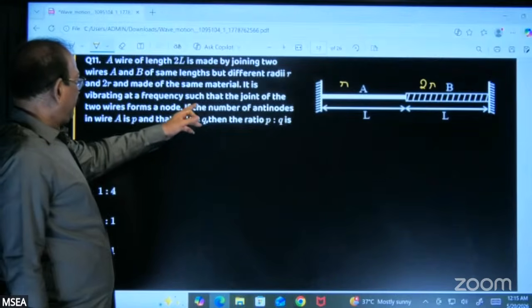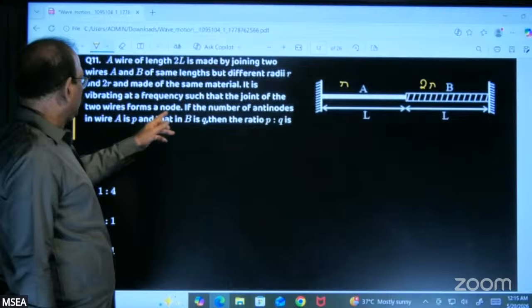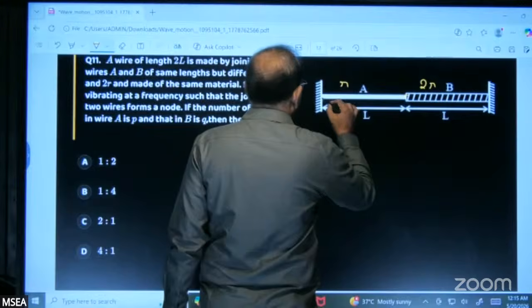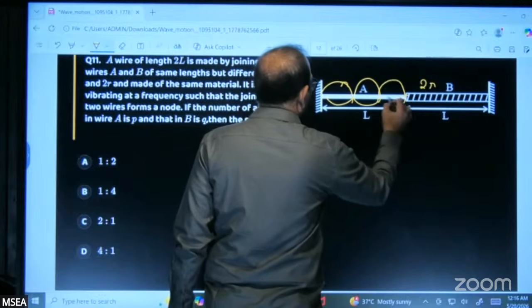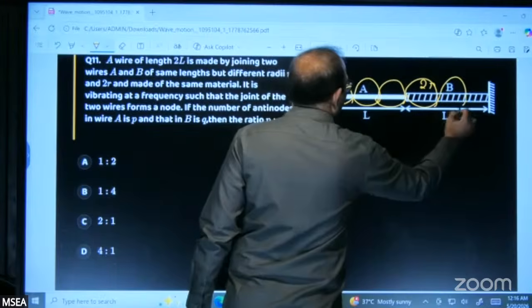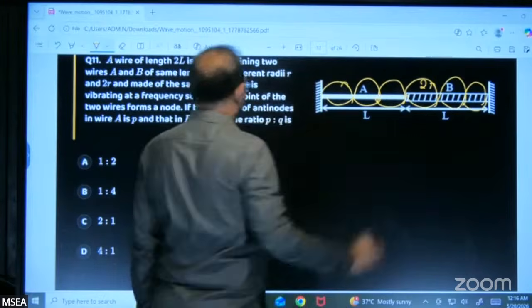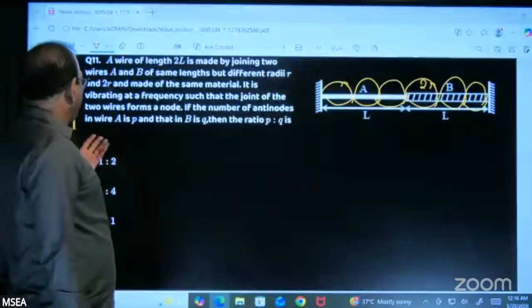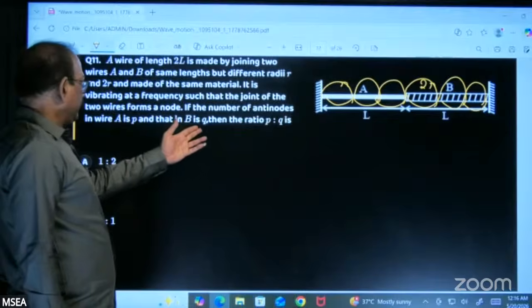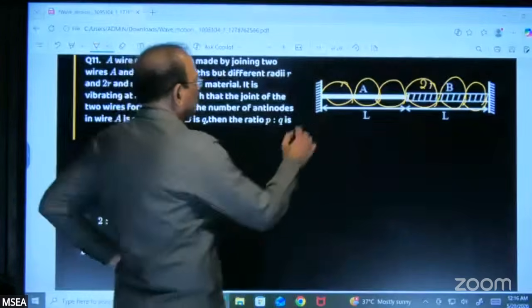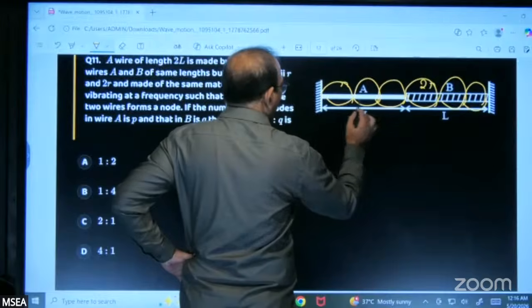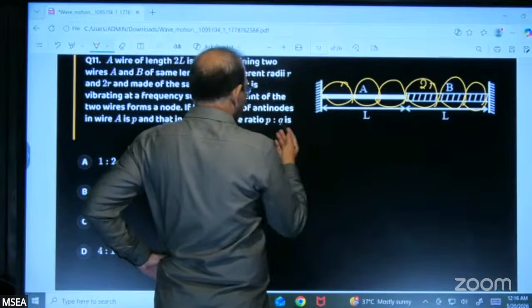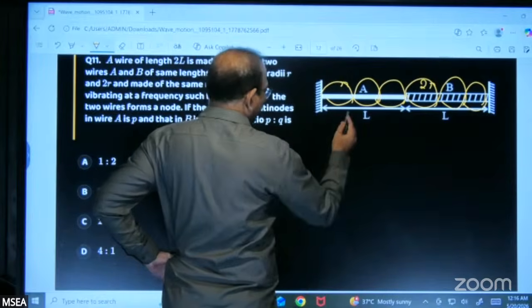It is vibrating at a frequency such that the joint of the two wires is a node. Here node is there, here node is there. Maybe here some loops form like this. Joint is a node. If the number of antinodes in wire A is P and in B is Q, then P is to Q? Number of antinodes is nothing but number of loops. Number of loops ratio is asked.